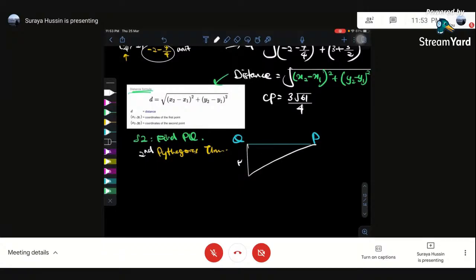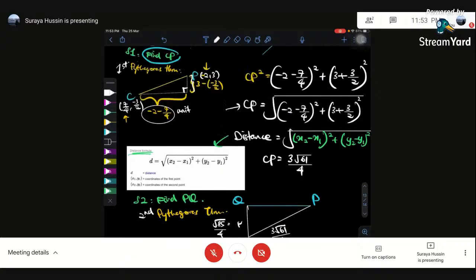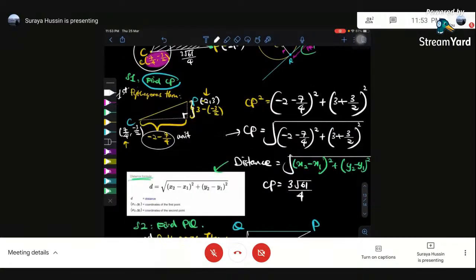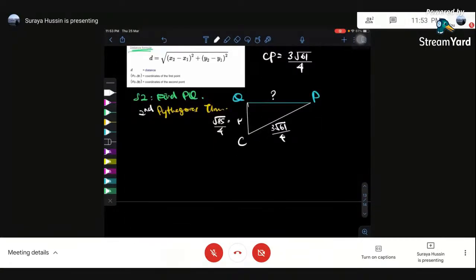And then this is your CP. Okay, so CP is here. CP is the rather long one, and its value is 3 square root of 61 over 4. And your R is square root of 85 over 4. Is it over 4? Yeah. So now you are trying to find your PQ length using Pythagoras theorem.